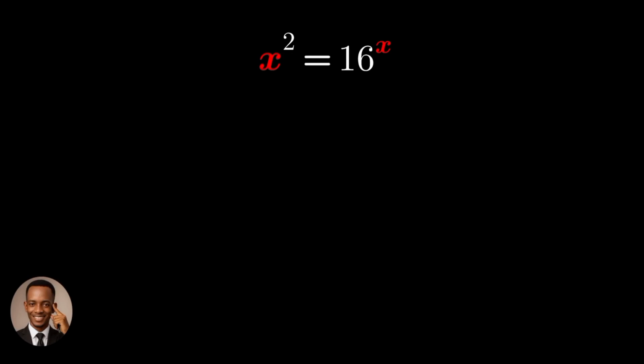Many people that try to solve this equation will probably get stuck. Why? Because they'll be deceived by this x squared. They believe that by taking the root of both sides, they'll definitely get the answer. But no, this does not work that way. Why? Because this is a transcendental equation, so it doesn't work.